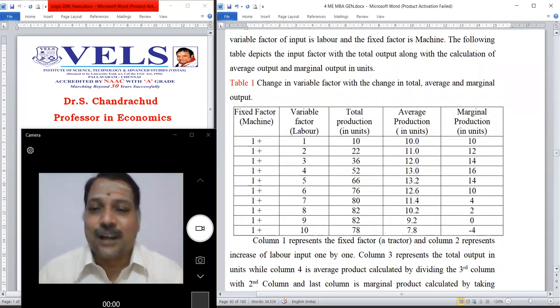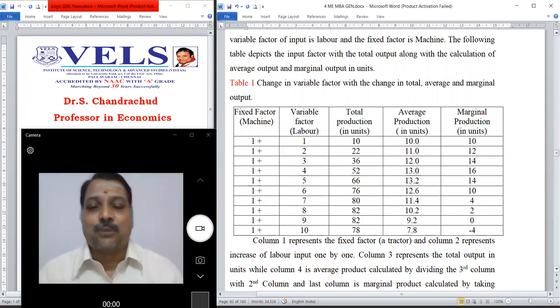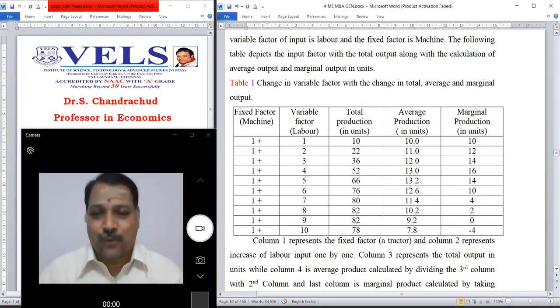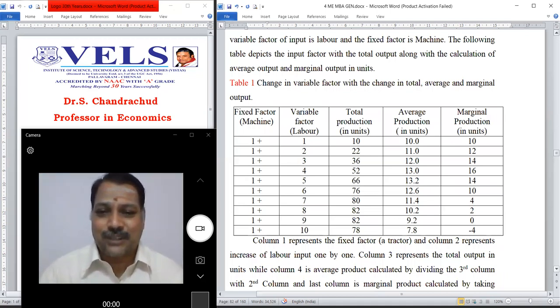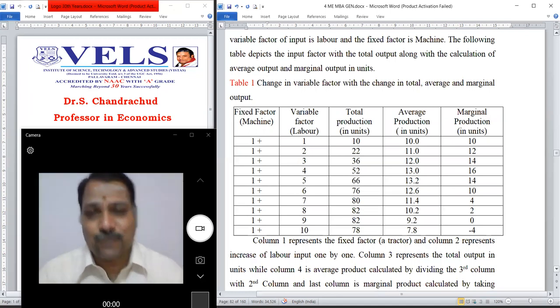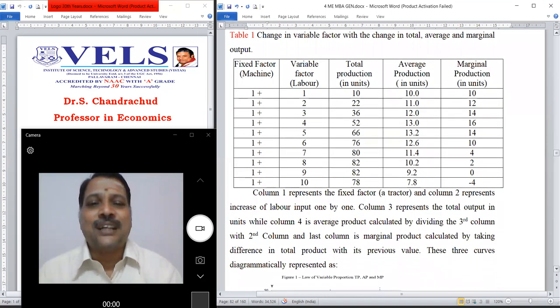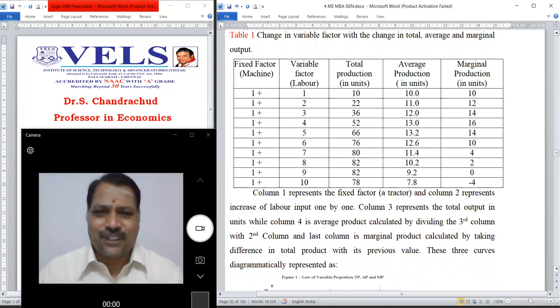The first one is about the machine, that is, we are using one tractor, one machine. For the variable input, we are increasing the labor one by one. One machine with one labor, one machine with two labors, one machine with three labors, likewise one machine with 10 labors. So equally we are increasing one particular input, and we are seeing the output. The third column shows the output. One machine with one labor is producing 10 bags of wheat or whichever the product.